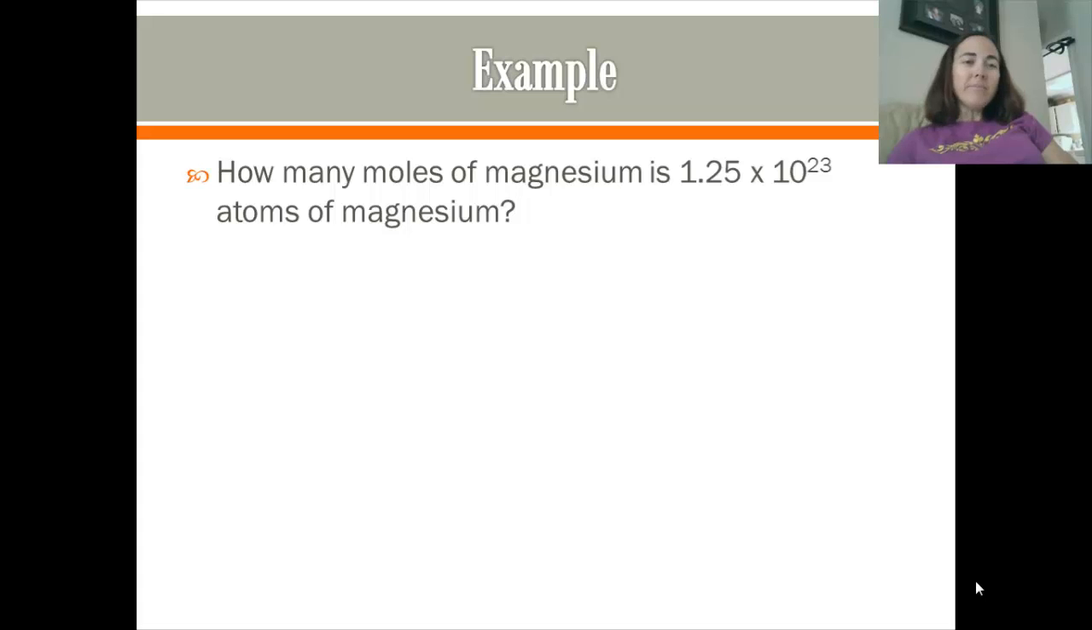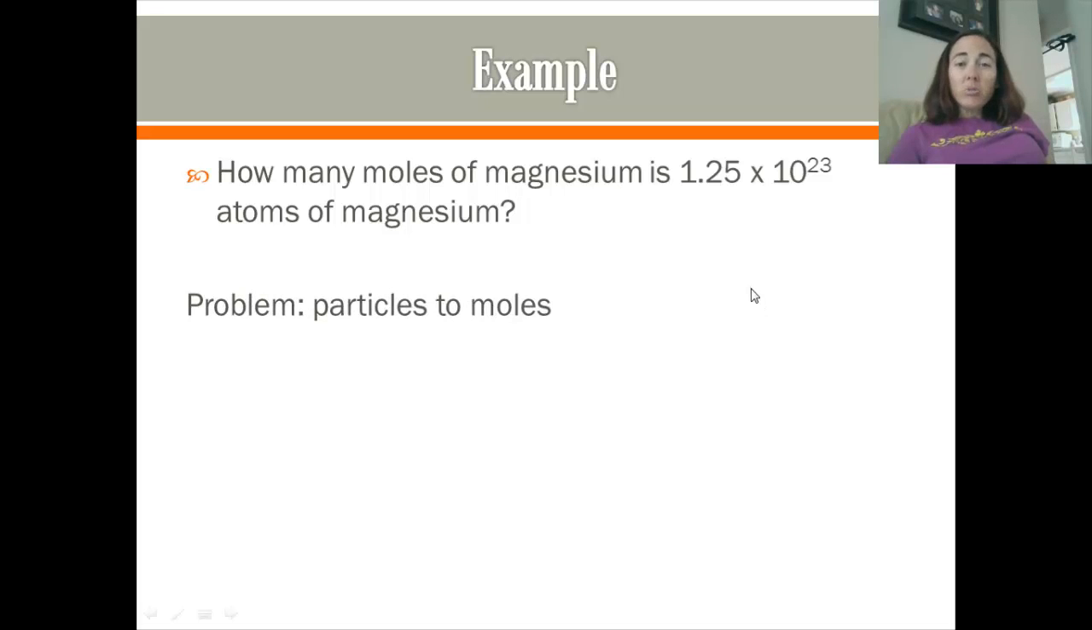Let's take a look. You're going to have questions like this that are going to be conversions. We want to look at how many moles of magnesium is in 1.25 times 10 to the 23rd atoms of magnesium. Alright, so when you think about it, what type of a problem is this? What are you starting with, and what are we going to try and find out? Well, I think that we're starting with particles, 1.25 times 10 to the 23rd atoms. And I'm trying to get to moles of magnesium. So what I'm going to have to do is use this new term as a conversion factor.